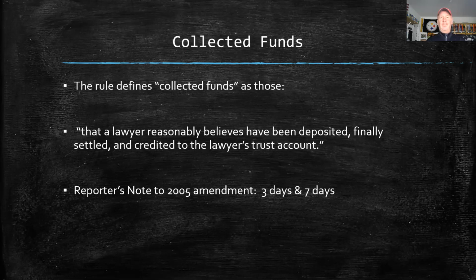Now, I know that sometimes that's hard to assess. Even when you call your bank, they might tell you that there's no clear answer. The reporter's note to the 2005 amendment suggests that a deposit, say a check, drawn on a bank that's in the same Federal Reserve region as us, is probably good after 3 days. Checks from banks in a different Federal Reserve region probably need to wait 7 days to make sure that they're there. Check with your bank. These times may have changed, but those are the general parameters.